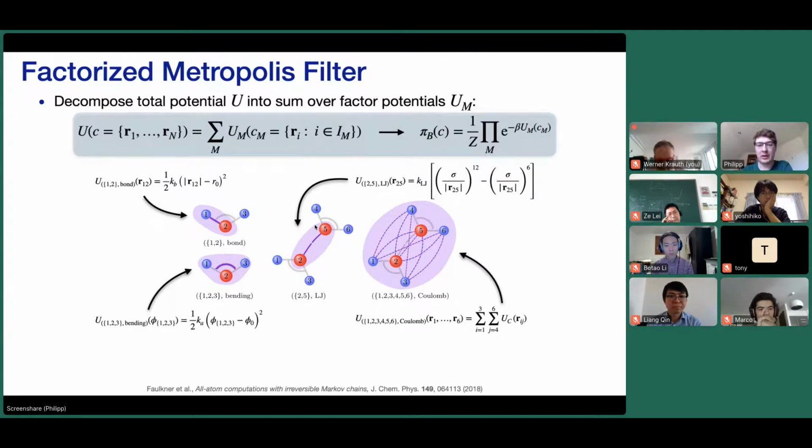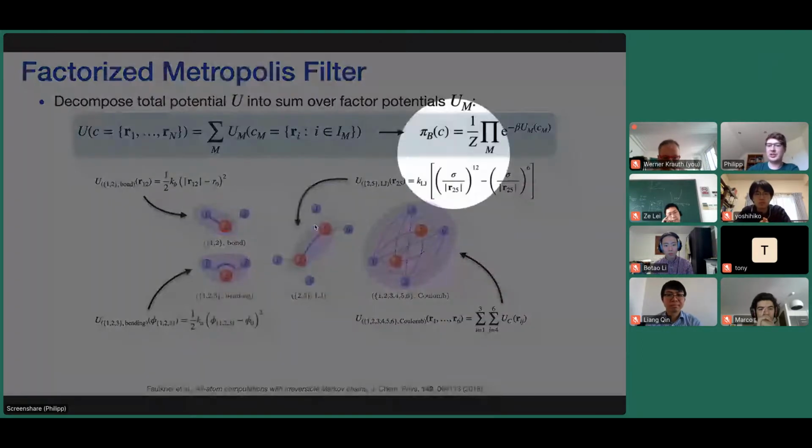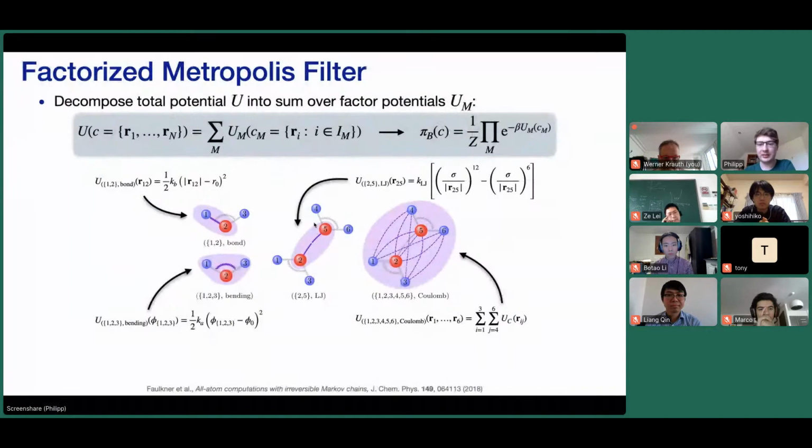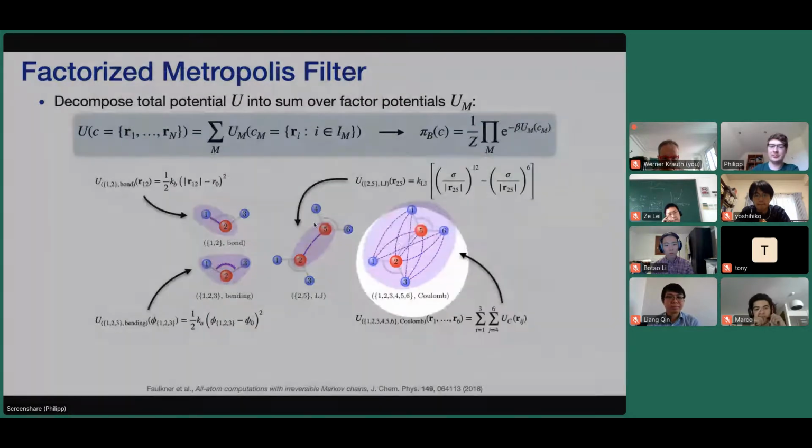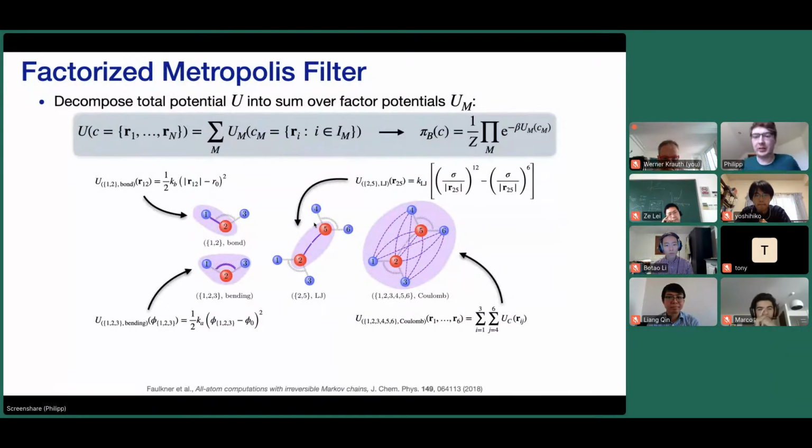Then you have two more intermolecular factor potentials. The first one is an interaction between two oxygens in two different water molecules. This is just the standard Lennard-Jones potential, which you all know. And the final factor potential: we assume that all of these atoms in the different water molecules are charged, and therefore all atoms interact via the long-range Coulomb interaction. This long-range Coulomb interaction is usually the bottleneck of these all-atom systems. So this is why this model was also chosen as a showcase.